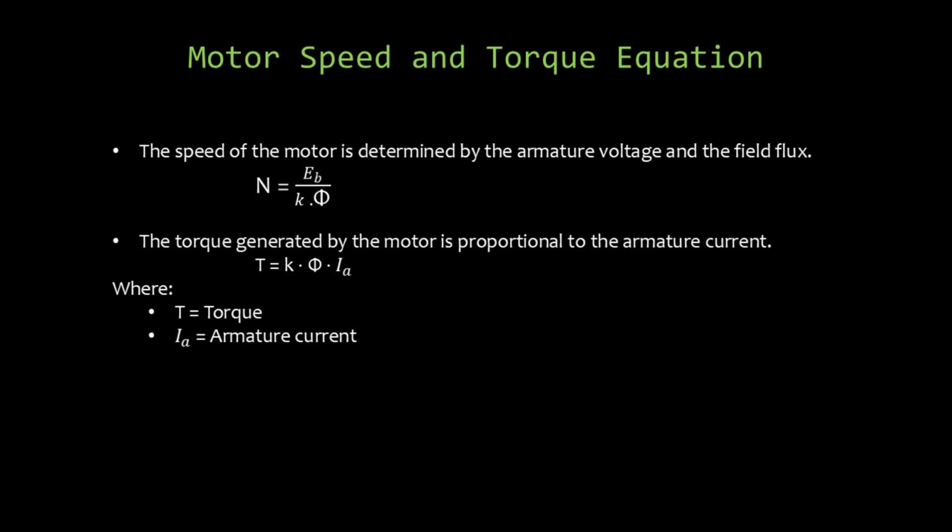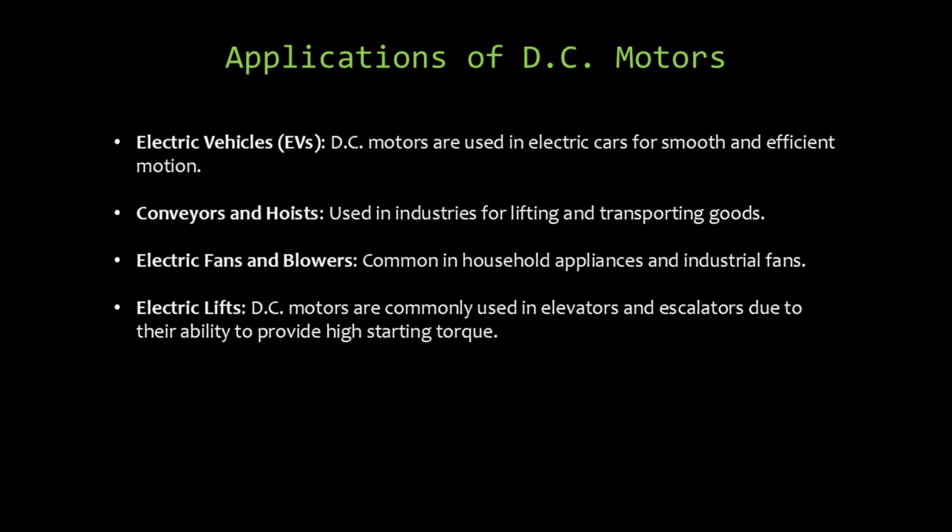Understanding motor speed and torque is crucial in DC motor operations. The motor speed is determined by the armature voltage divided by the field flux. The torque generated is proportional to the armature current, calculated by multiplying a constant K, the magnetic flux, and the armature current. These equations reveal how changes in voltage, current, and magnetic flux directly impact the motor's performance and mechanical output.